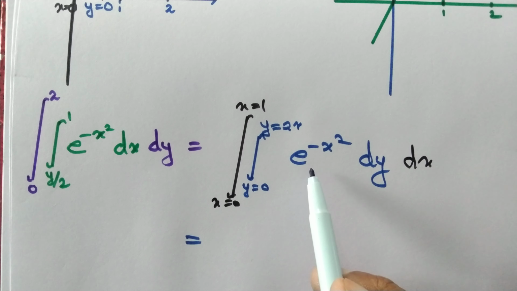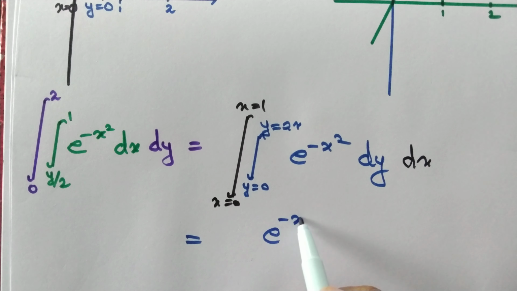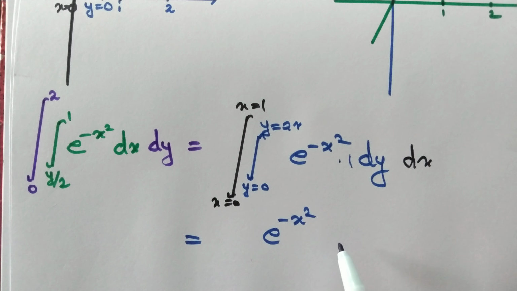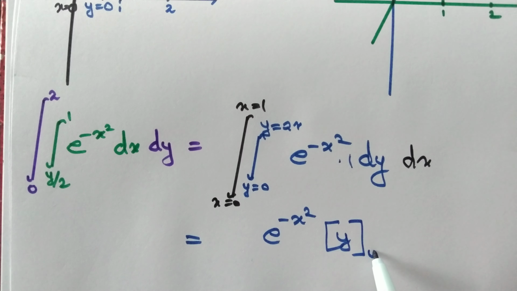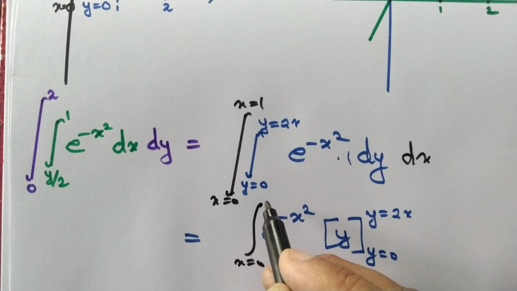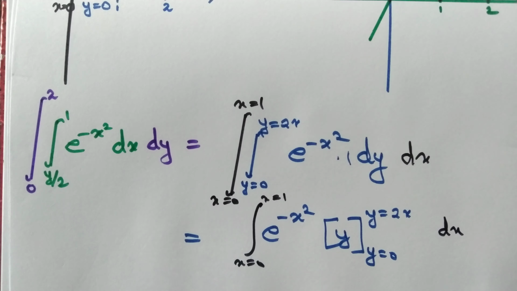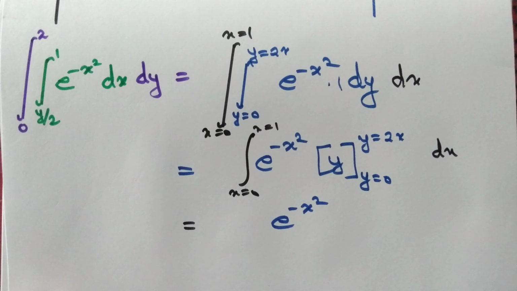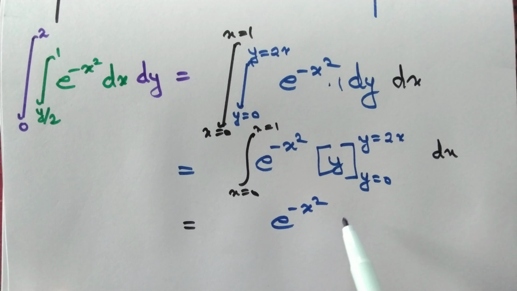e to the power minus x square is independent of y, so we can just regard it as a constant while integrating with respect to y. An integral of 1 dy is simply equal to y. We need to change y from y equal to 0 to y equal to 2x. At last, we need to integrate from x equal to 0 to x equal to 1. Once again, for the time being, when we are integrating with respect to y, we regard e to the power minus x square to be a constant. When we write y equal to 2x, we get 2x. When we write y equal to 0, we simply get 0.